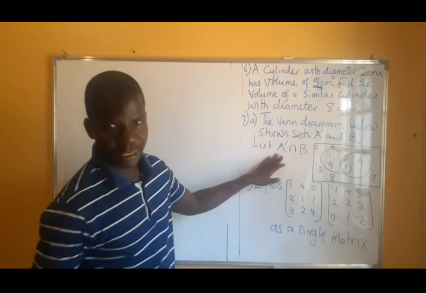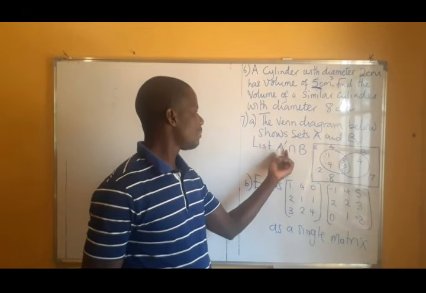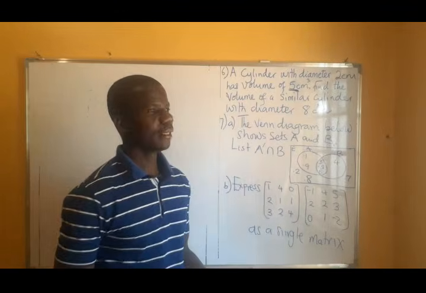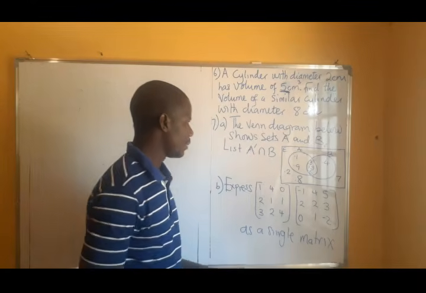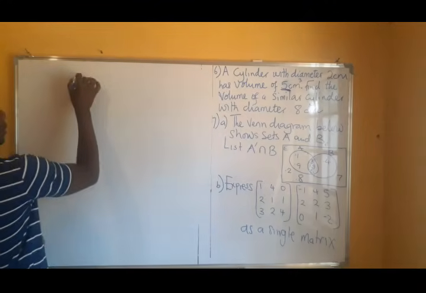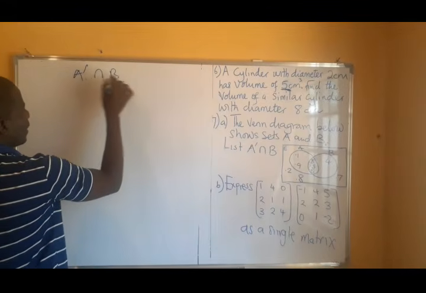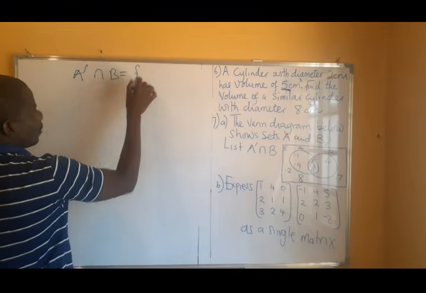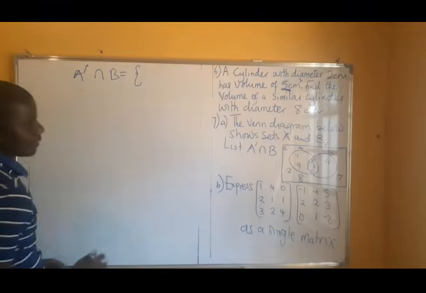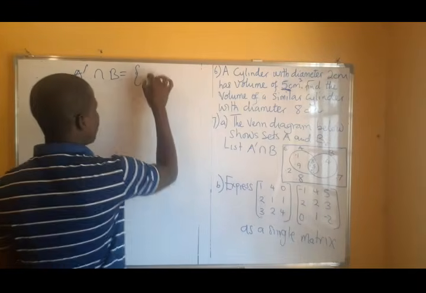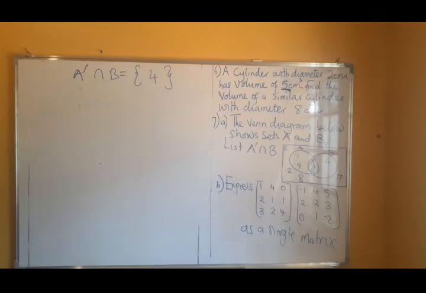So the interpretation here is that we are looking at the elements that are not in set A, but they are there in set B. So A complement intersection B. From what we are seeing there, we only have this.